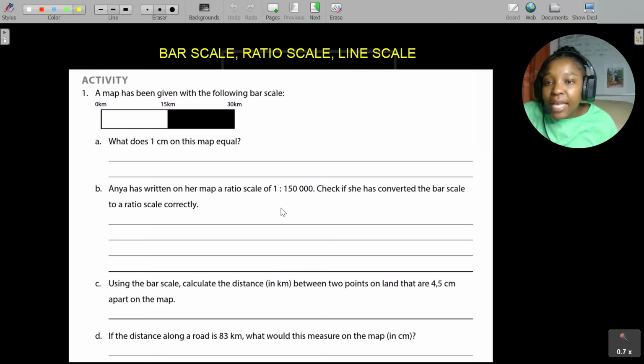It says a map has been given with the following bar scale. So we're given a map, and this map has this bar scale. The first question is asking us, what does 1 centimeter on this map equal?